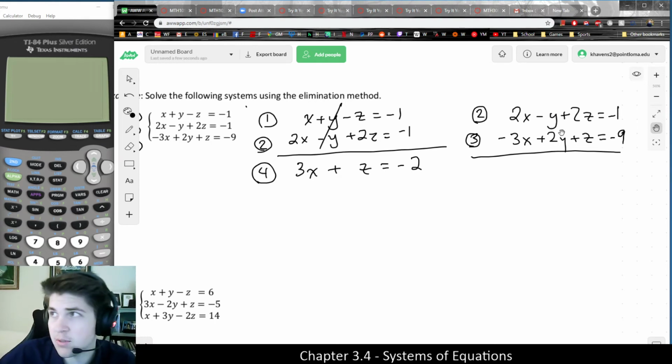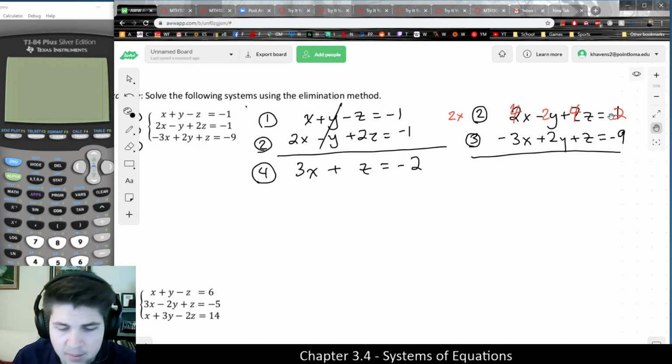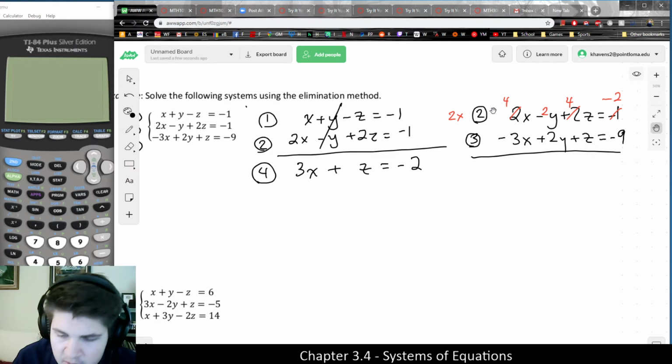Since it's not ready to eliminate, what I want to do is make sure to match the coefficient. If I just multiply through equation 2 by 2, that would give me 4x, 2y, 4z, and negative 2. So that's a little bit sloppy. Let me do that a little bit better. This would become 4, this would become 2, this would become 4, and this would become negative 2. Basically, I'm multiplying the whole equation through by 2 so that it is now ready to eliminate y.